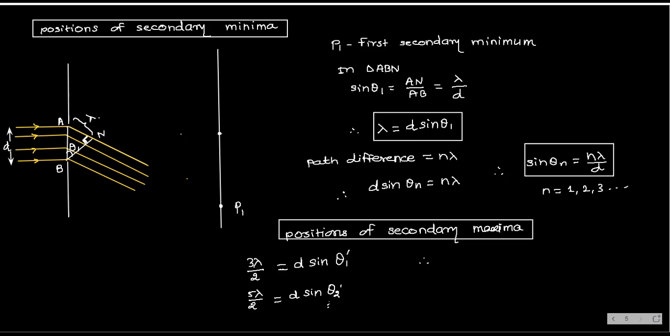Therefore d sine theta n is equal to (2n plus 1) lambda by 2. And therefore, if I want sine theta n for this maxima, then it is equal to (2n plus 1) lambda by 2d, where n is equal to 1, 2, 3 and so on.